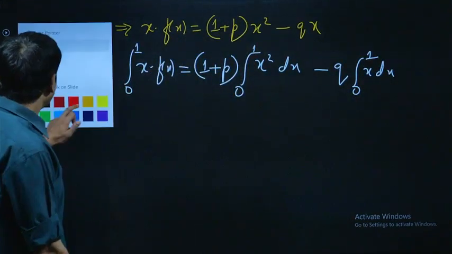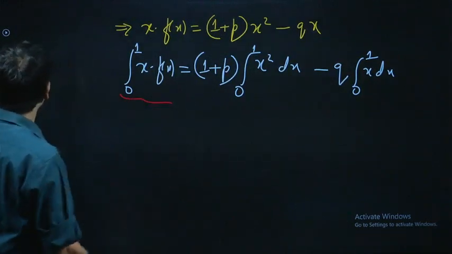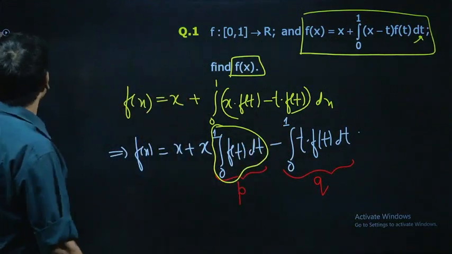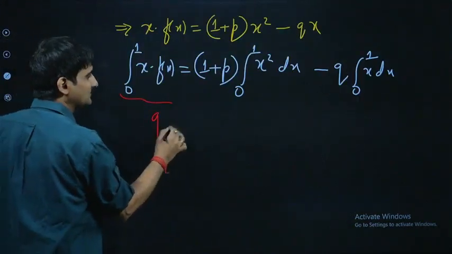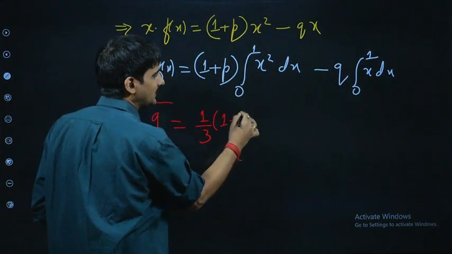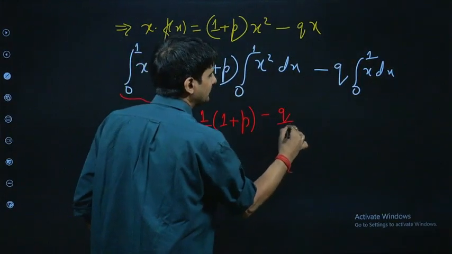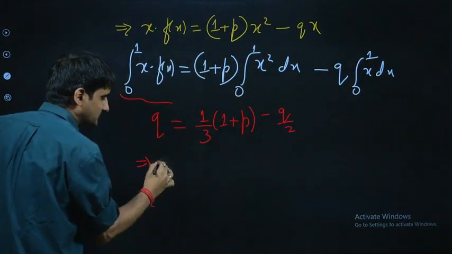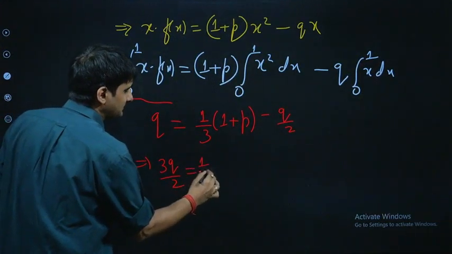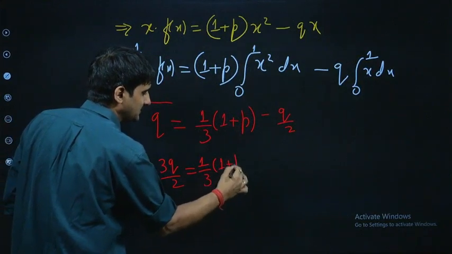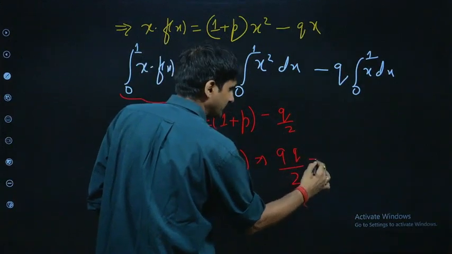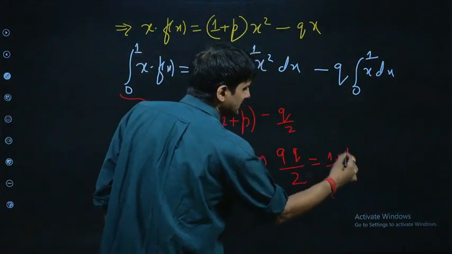Now what? So again, how much is this? We will go back and look for q. Q is what? Integral 0 to 1 of t times f of t. So that's our q here. So q is equal to 1 by 3 times (1 plus p) minus q by 2. Take it that side. So 3q by 2 is equal to 1 by 3 times (1 plus p). So that means 9q by 2 is equal to 1 plus p here.